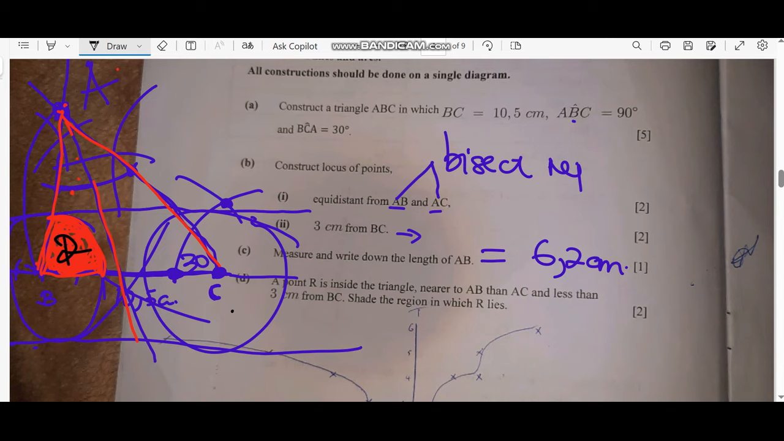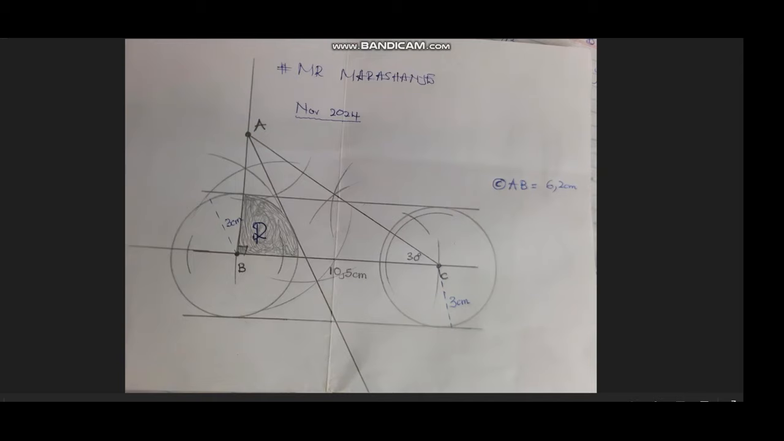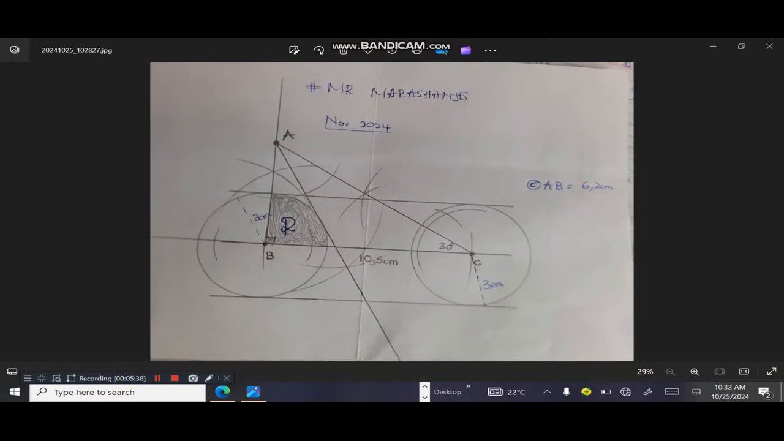Let me now show you what I drew. So you can see now, this is it. All the arcs are visible. So how do they mark this thing? I am going to show you how they mark it.